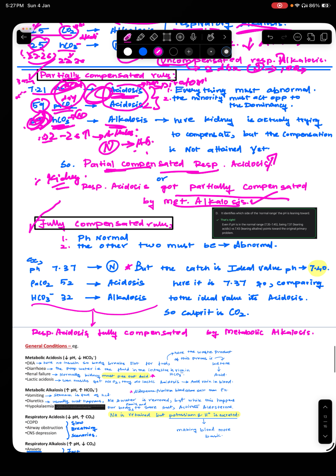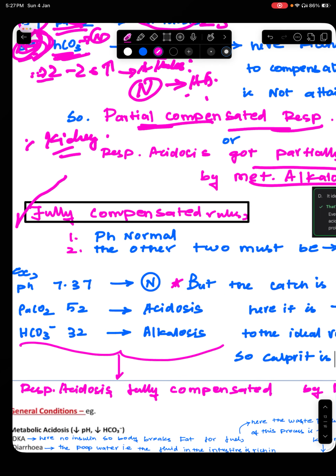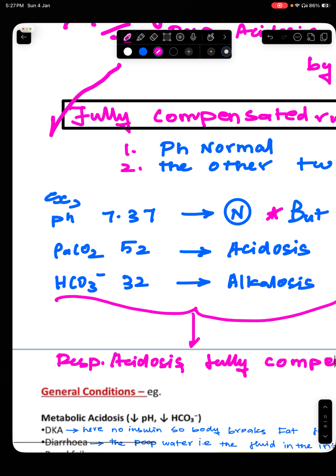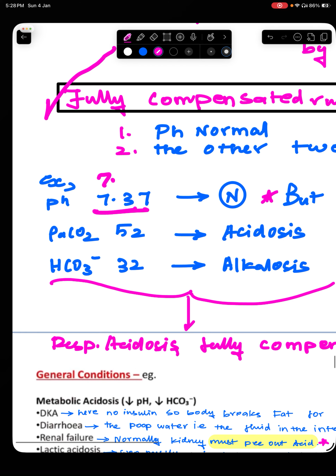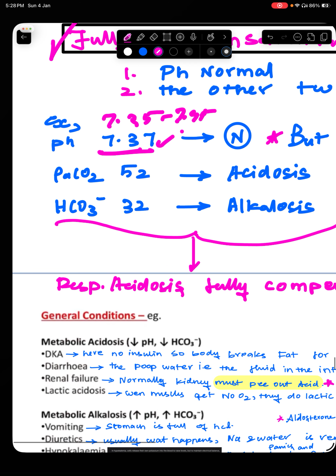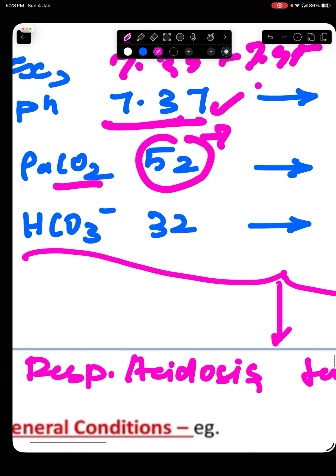Then the third one is the fully compensated rule. What scenario is fully compensated? Here the pH is normal, guys. The normal pH is 7.35 to 7.45, so it is normal. Let's see the other values. The normal CO2 value is 35 to 45, but CO2 is increased, so it is acidosis. So here it is respiratory acidosis.